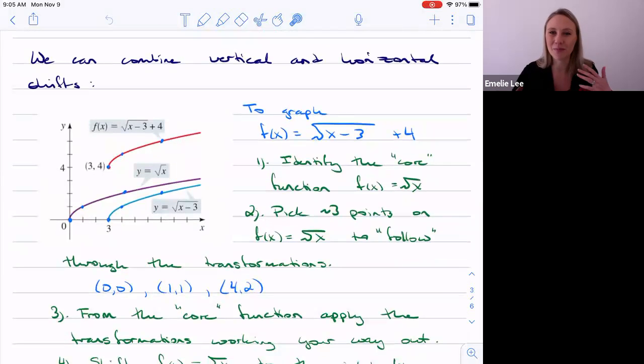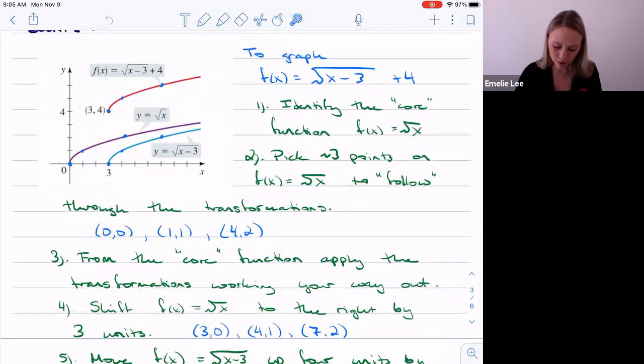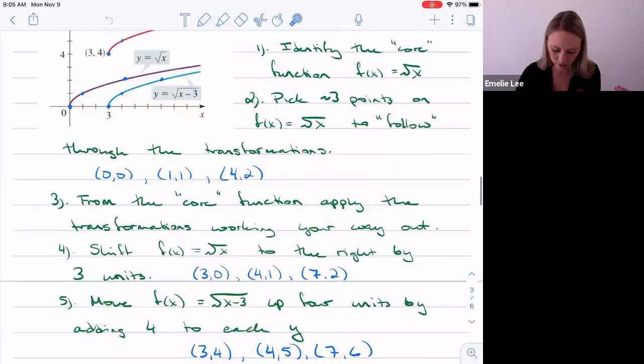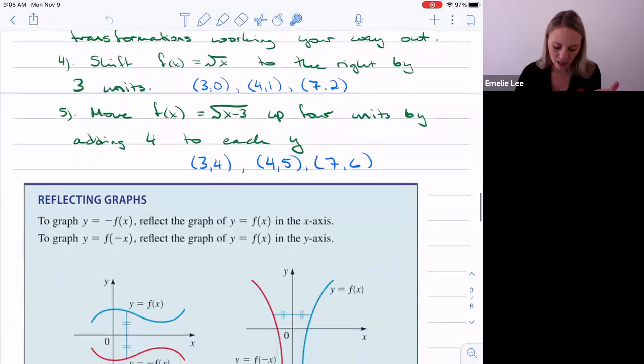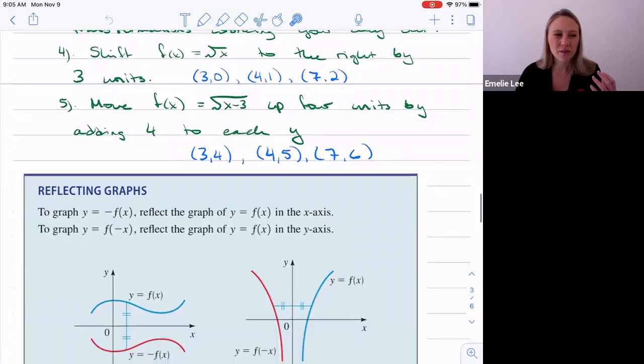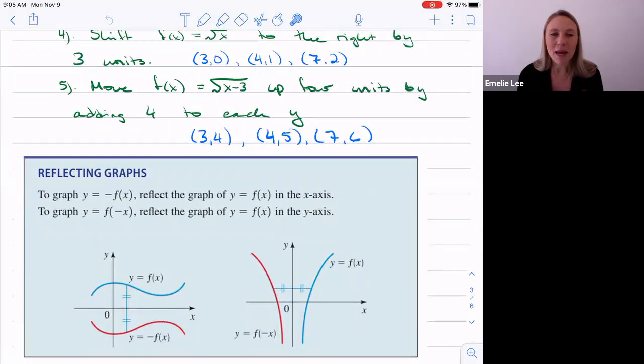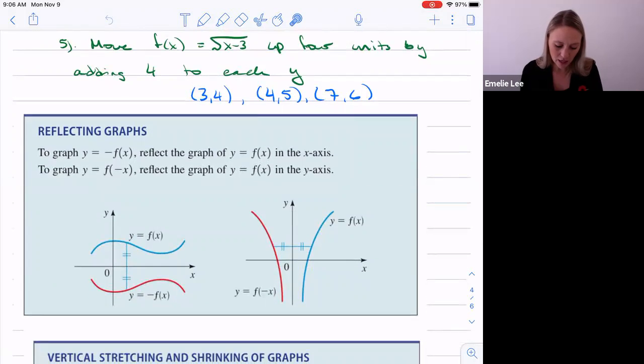We looked at combining horizontal and vertical shifts. If we have a core function, in this example root x, we can pick 3 points, which is usually enough, and follow those points through the transformations, and then we'll be able to graph this new graph. That's what we're going to do today. Just as a review example, we didn't really get to do many examples. We did a few, but not many. So I want to start with a big one.